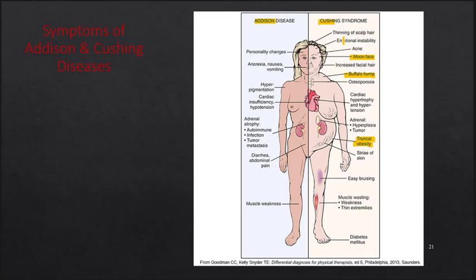With Cushing's disease, emotional instability is common. With Addison's disease, personality changes can be seen, along with nausea, vomiting, anorexia, and diarrhea. And you could see diabetes mellitus written at the bottom of the image, and this is because, as we know, those with Cushing's have an increased chance of developing diabetes mellitus.